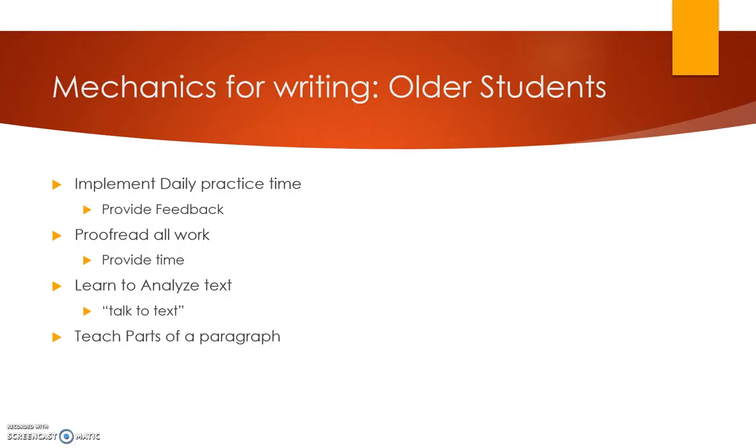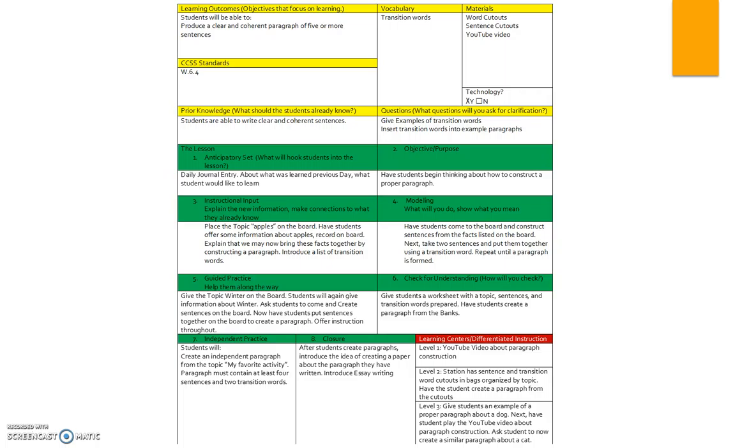You will have students learn to analyze text by talking to the text and teach parts of a paragraph such as transition wording. Here we see a writing lesson plan that has to do with transition wording and creating a paragraph. This is mandated with the Common Core Standard W.6.4. By this time, students should be able to write clear and coherent sentences. And by the end of this lesson, they will be able to create a clear and coherent paragraph.